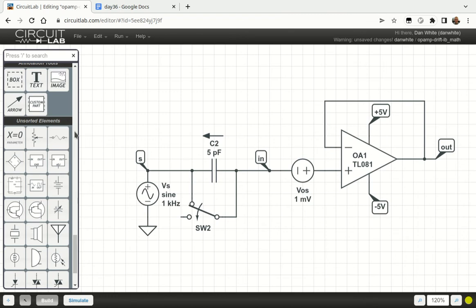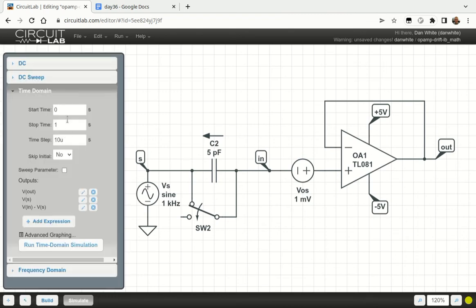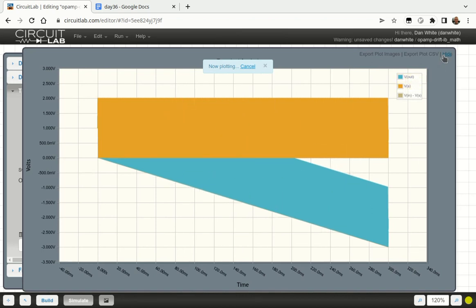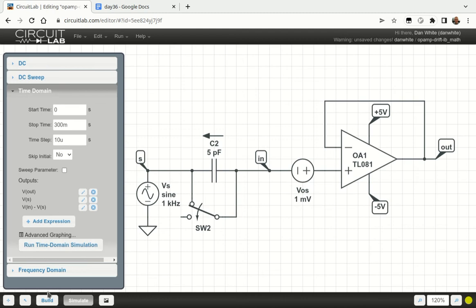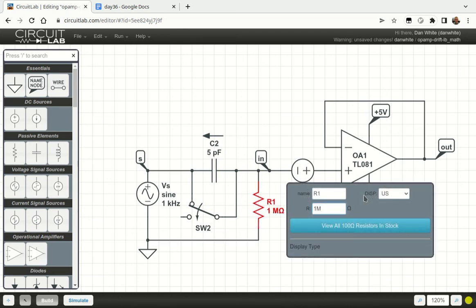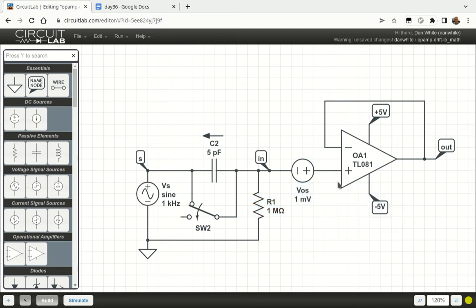Okay, well, this is bad enough because my simulation goes for a long time. Let's do 300 milliseconds. We don't have to wait so long. How do we deal with this input bias current that goes through the capacitor and charges up the capacitor? Well, the answer is that I need some place to allow that current to flow, which is through a resistance. Let's put this as 1 megaohm. Sounds like a lot, but remember, this is the input bias current.